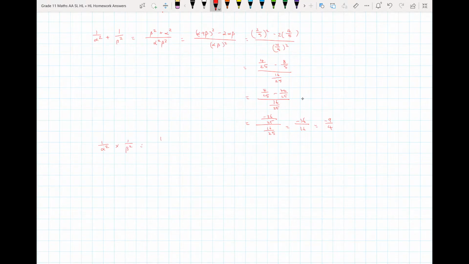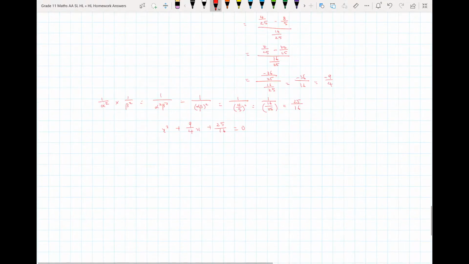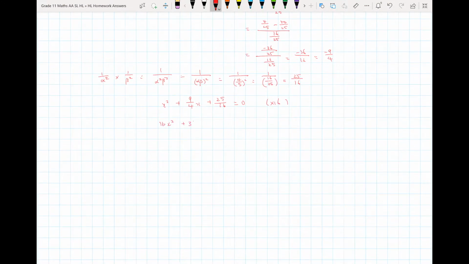And the product, it's simple enough because this is just alpha beta all squared. And if I correctly remember, that's that. So I can take the reciprocal, and that will be the answer. And a quadratic equation will be that. And I'm guessing they want integer coefficients. Yes. So multiply with index 16 and answer.